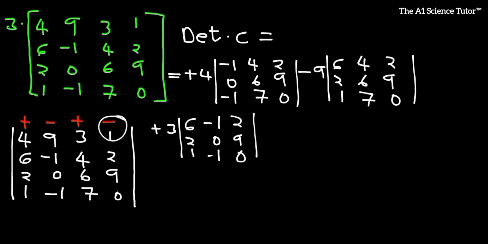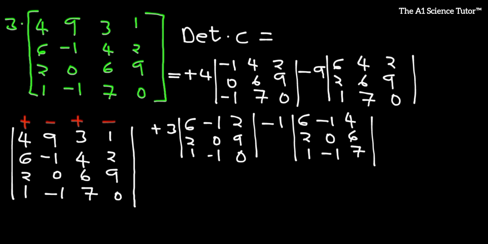And finally, we have a negative 1. So negative 1, we cancel these out, we cancel this, and so we're going to have 6, 2, 1, negative 1, 0, negative 1, and a 4, 6, 7. So this is what we have.